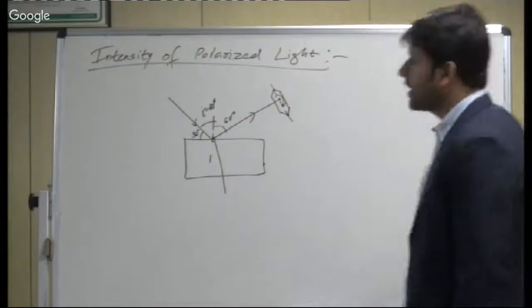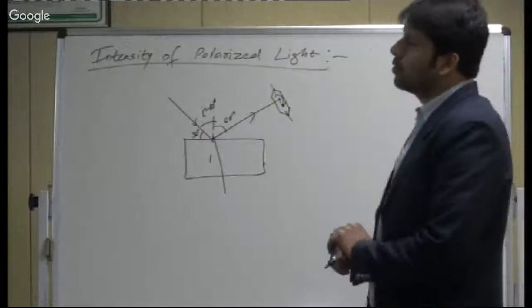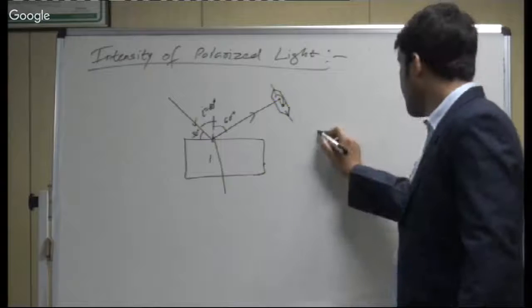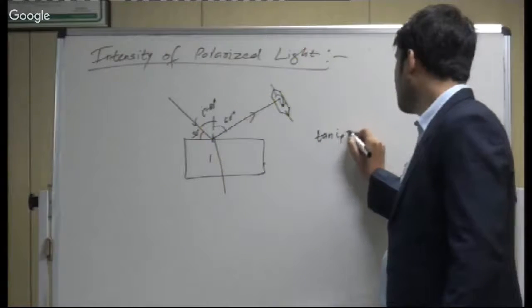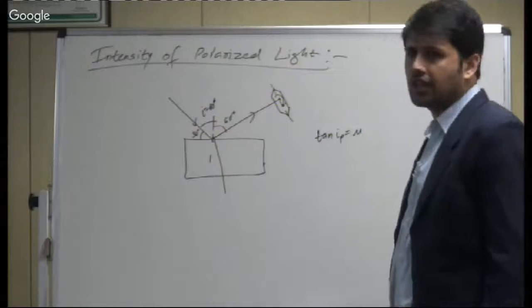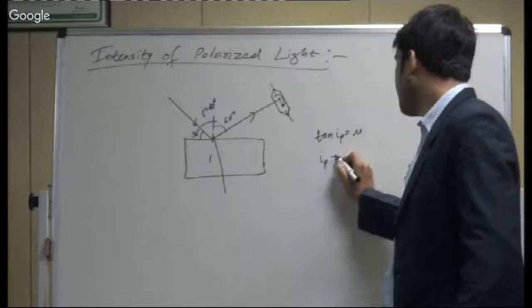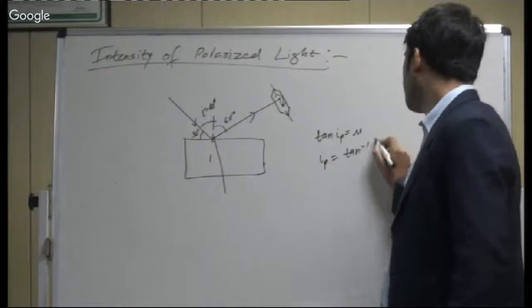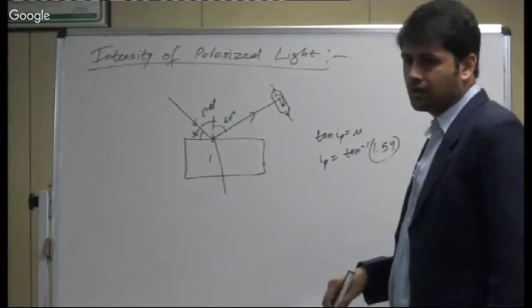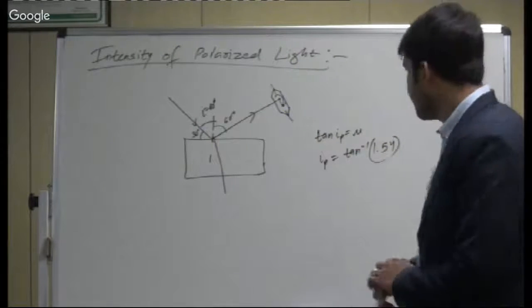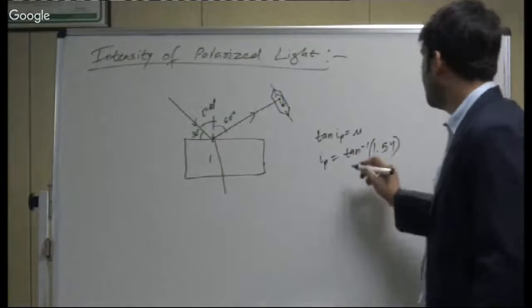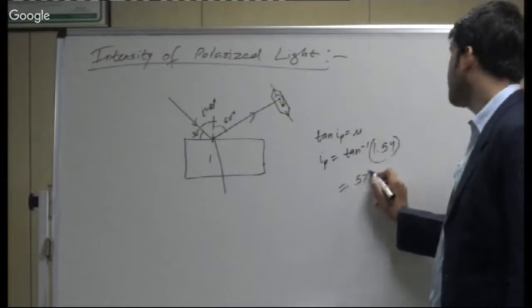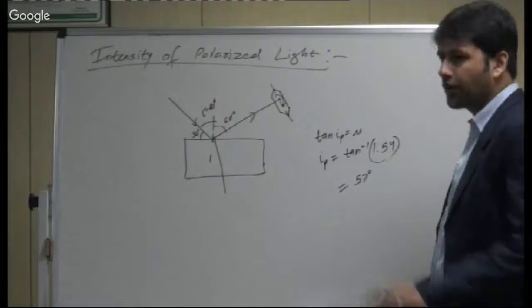Now let's see what will happen. We already know that at the polarizing angle, tan IP is equal to mu. Let's calculate the polarizing angle for glass. It would be tan inverse 1.54, which is approximately 57 degrees.